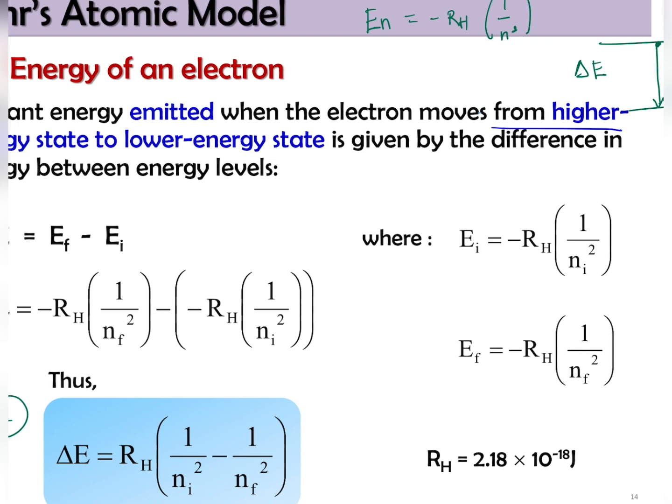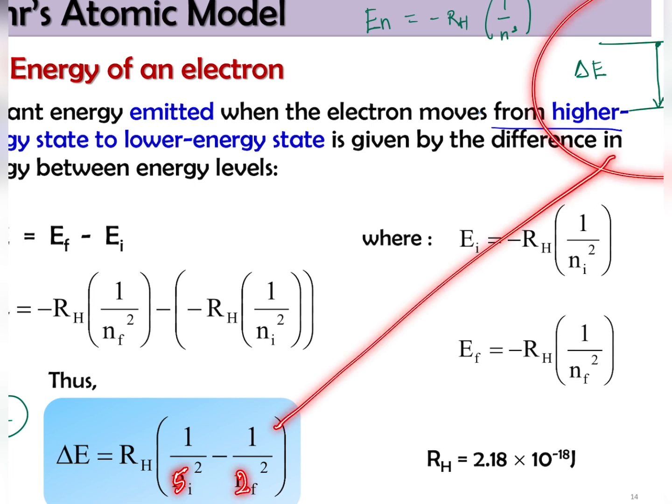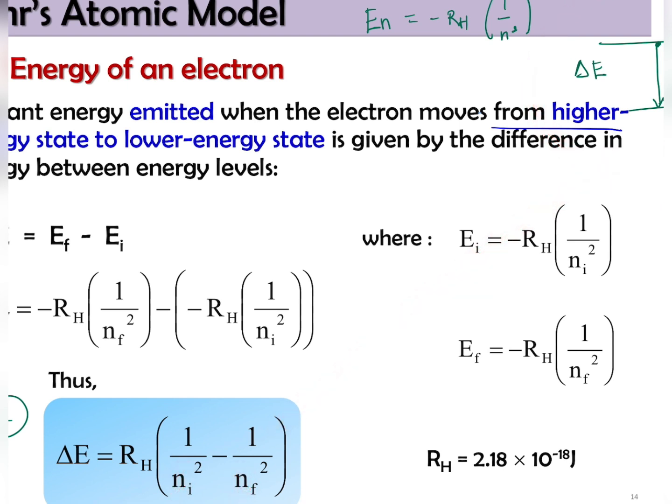Okay, so bila kamu masukkan dalam this formula, okay, dia akan jadi n initial 5, 1 over 5 to the power of 2 minus 1 over 2 to the power of 2 in this case. Okay, bila masukkan dalam formula, kamu akan dapat jawapan untuk delta E berapa. Okay, and remember, delta E sini kamu akan dapat jawapan dalam negative value. And jangan lupa tulis unit.